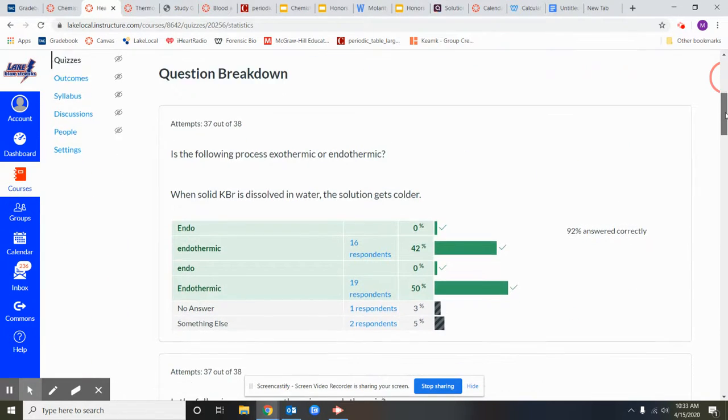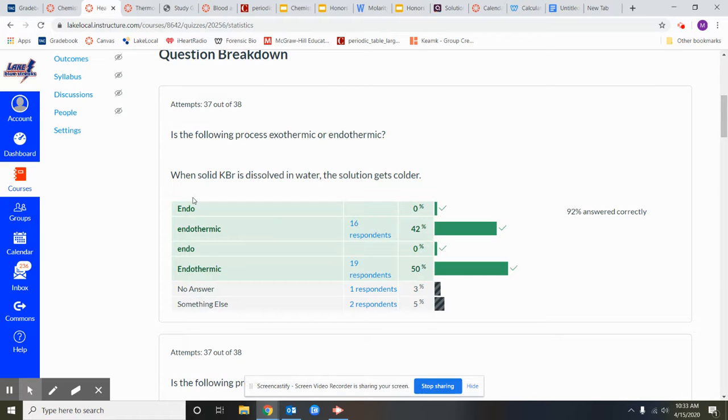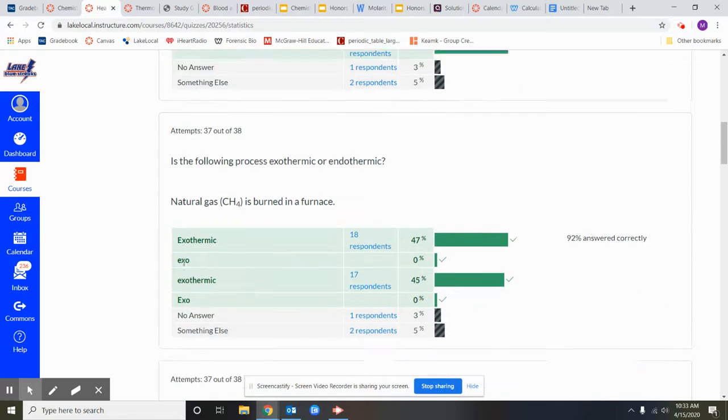Okay, so number one is: is the following process endo or exothermic? You have something that's being dissolved in water and the solution gets colder. Whenever you have a solution getting colder, you have endothermic. It's actually pulling heat from the surroundings to get that reaction to move forward, and you feel that by the reaction getting colder. So if it gets colder, your answer is endothermic. So nice job on that one.